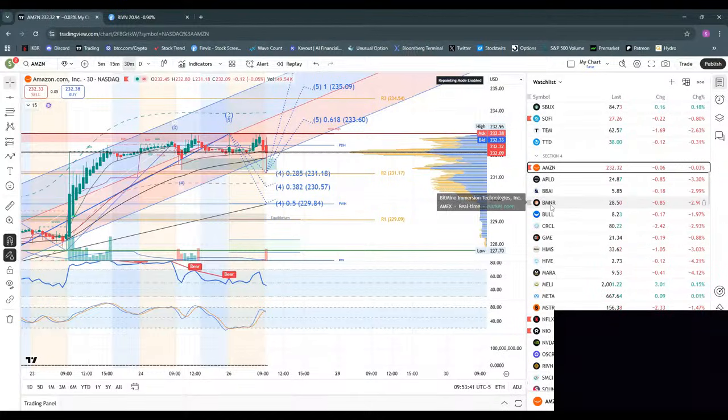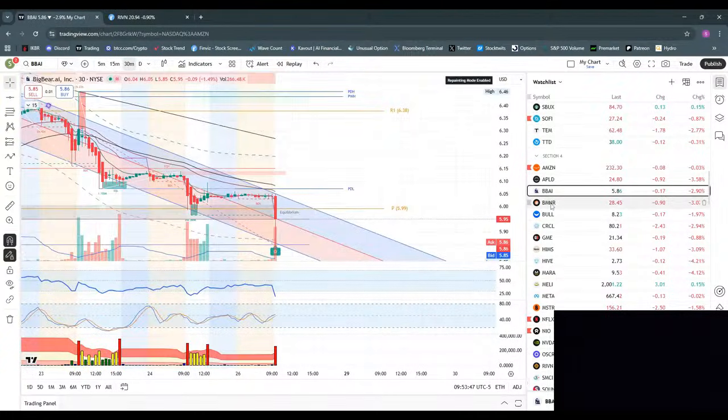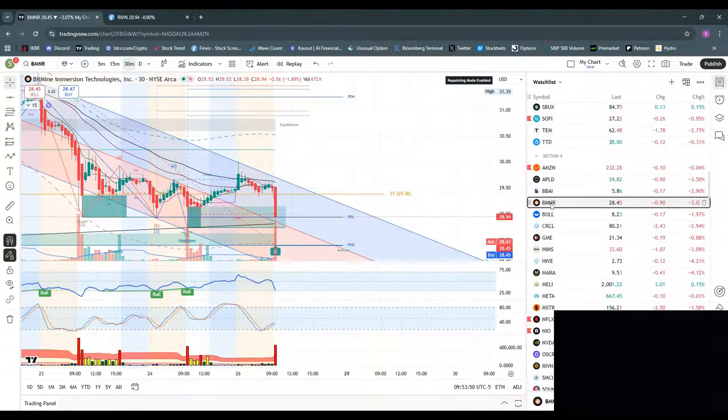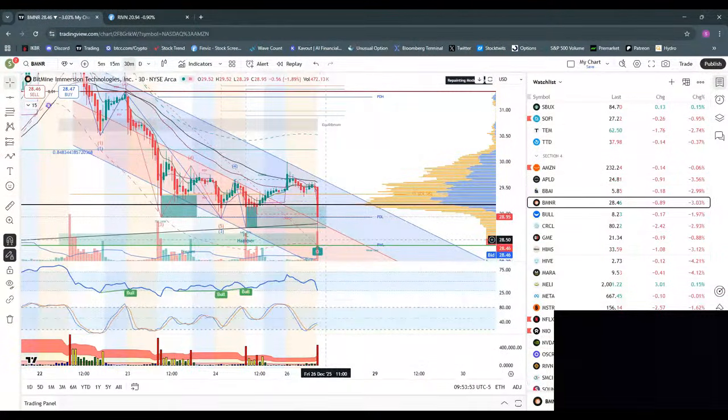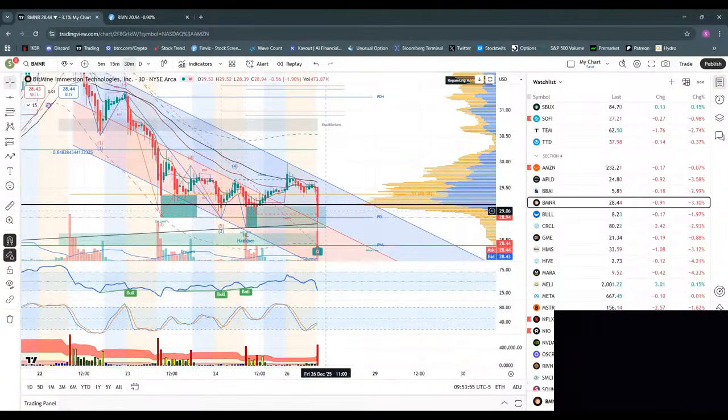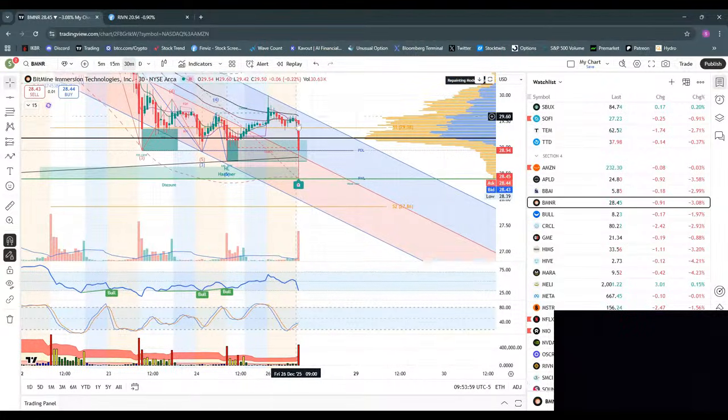You can also go call spread, a 30 to 45 days expiry call spread. Right here, BMNR should hold and bounce back because we have buying pressure. Ultra high volume means stopping volume, means the selling has stopped.